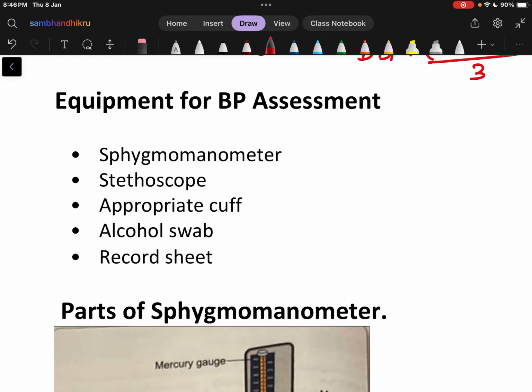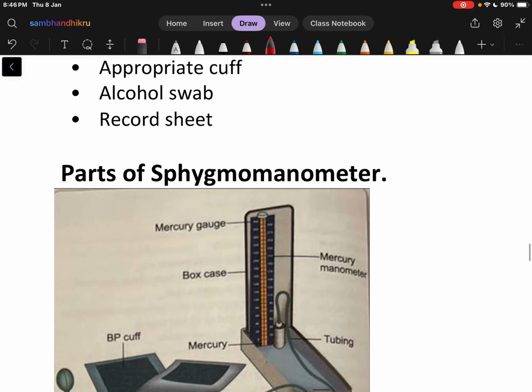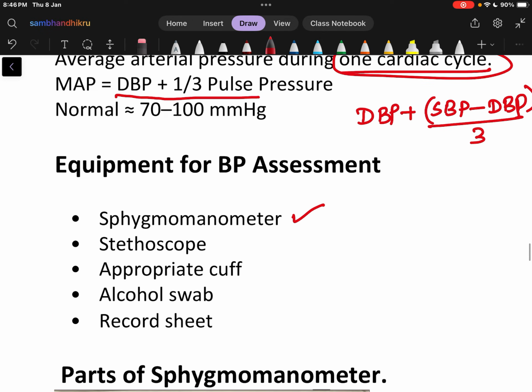Next, equipment for the BP assessment. What equipment is needed? We need a sphygmomanometer. Here there is a sphygmomanometer, right? We need a stethoscope. You all know about the stethoscope, isn't it?